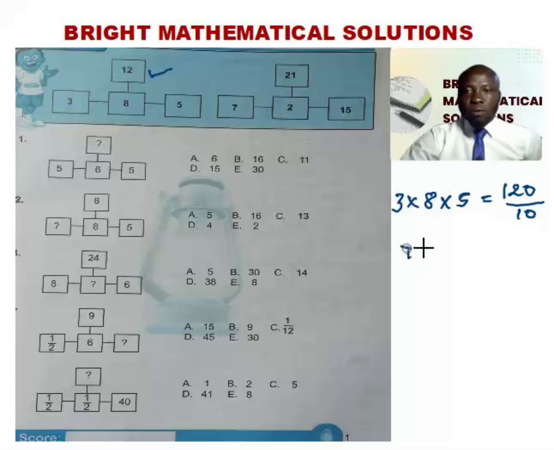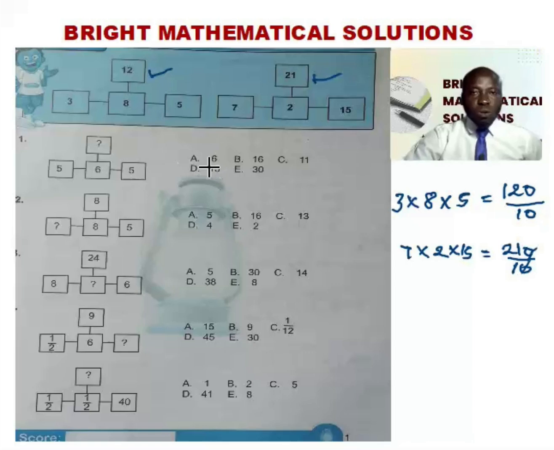Let us see if that operation holds for the second example. We have 7 multiplied by 2 multiplied by 15. This is 14 multiplied by 15, that gives us 210. 210 divided by 10 gives me 21. Definitely that operation works. Now, what I've just shown is how to find the one that is above.